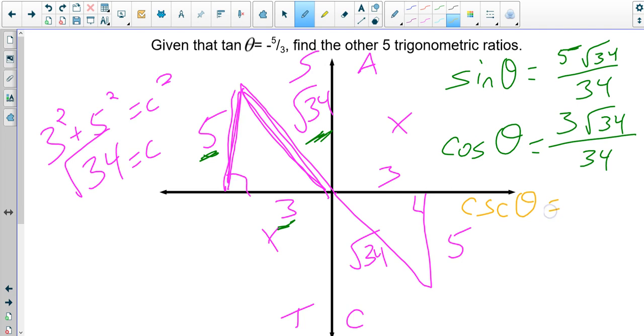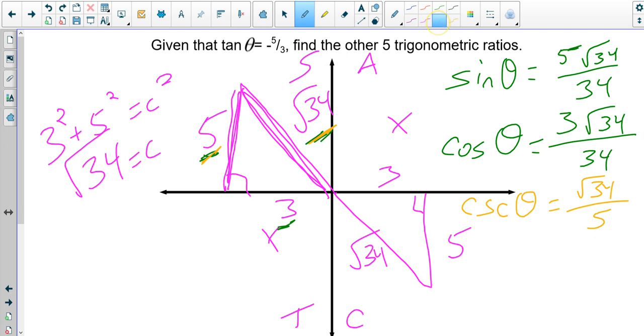Remember, the cosecant goes with the sine, so that would be the hypotenuse over the opposite, so that's the square root of 34 over 5. Notice if you had tried to take the reciprocal of the sine function, you'd have 34 over 5 square root of 34. You could do it that way, but you still need to rationalize the denominator and simplify the fraction, which would ultimately get you back to the square root of 34 over 5.